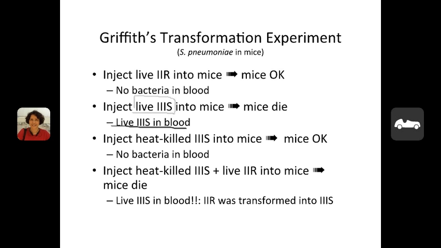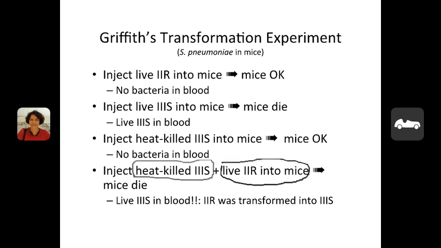If he first killed the 3S bacteria, like if he boiled the bacteria and then injected them into the mice, the bacteria would be dead and the mice would be okay, which was sort of expected. You know, the bacteria are dead, they won't kill the mouse, and there would be no bacteria in the blood of the mouse either. In another group, he injected a mixture of the 3S that were heat killed, that didn't kill the mice before, and the live 2R that didn't kill the mice either.